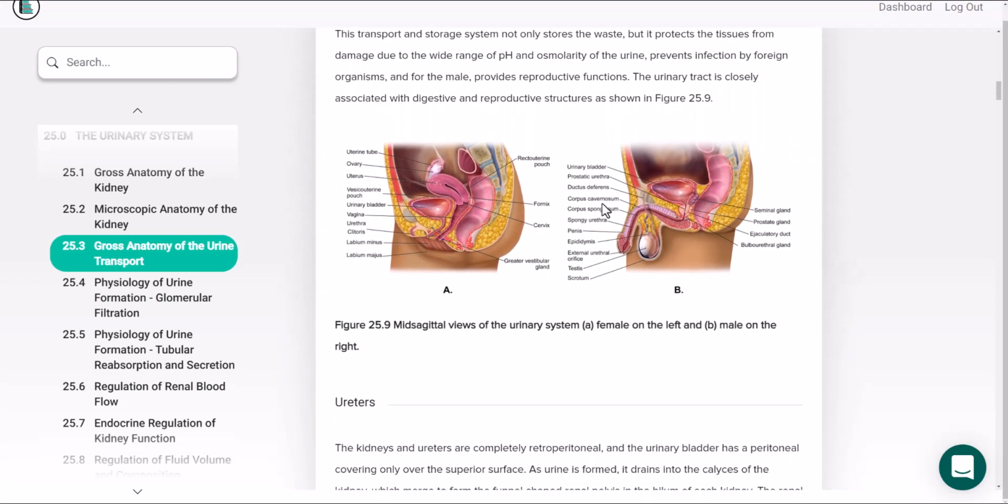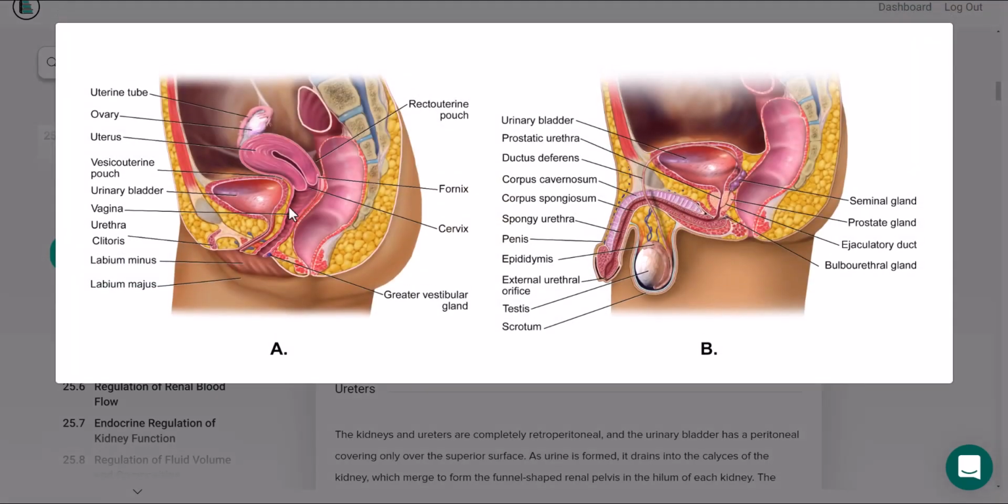So let's take a look at how the urinary structures are in close relationship to the genitals and the reproductive system, as well as some of the digestive structures. So let's start here on the female on panel A. Some books will actually refer to this as the urogenital system because there's such close proximity of the urinary and reproductive structures. So we'll learn about the uterus.